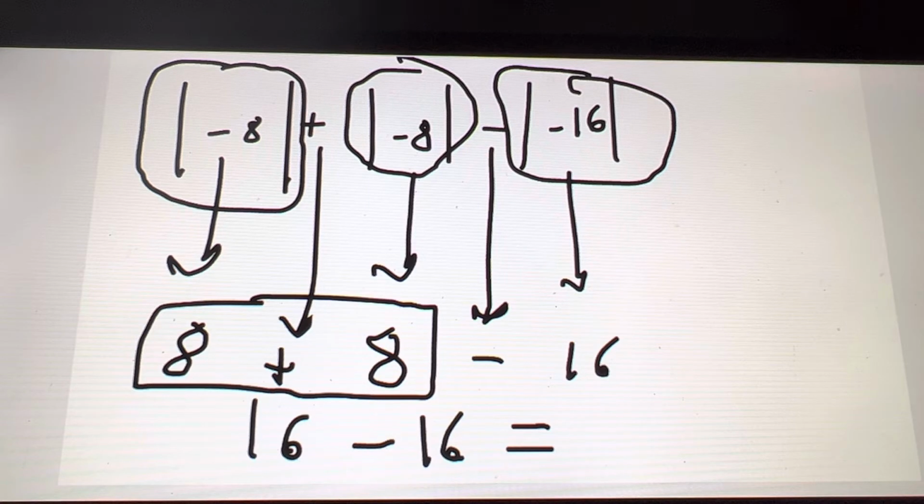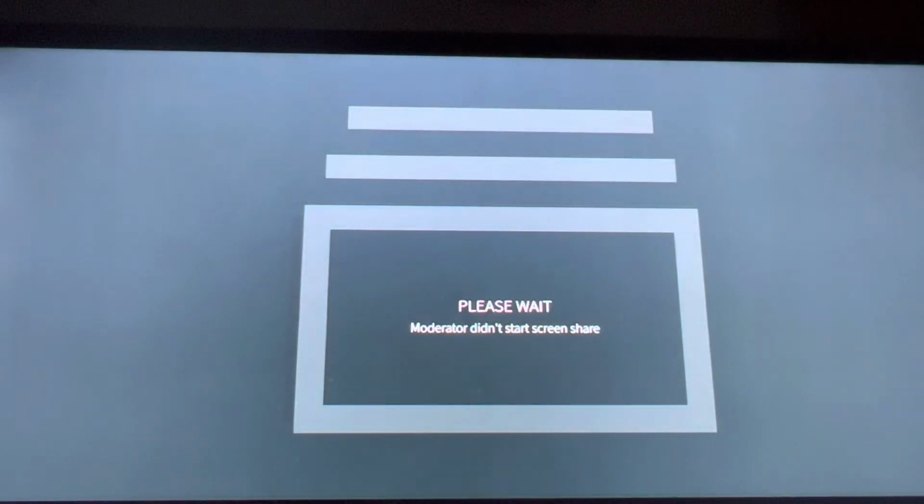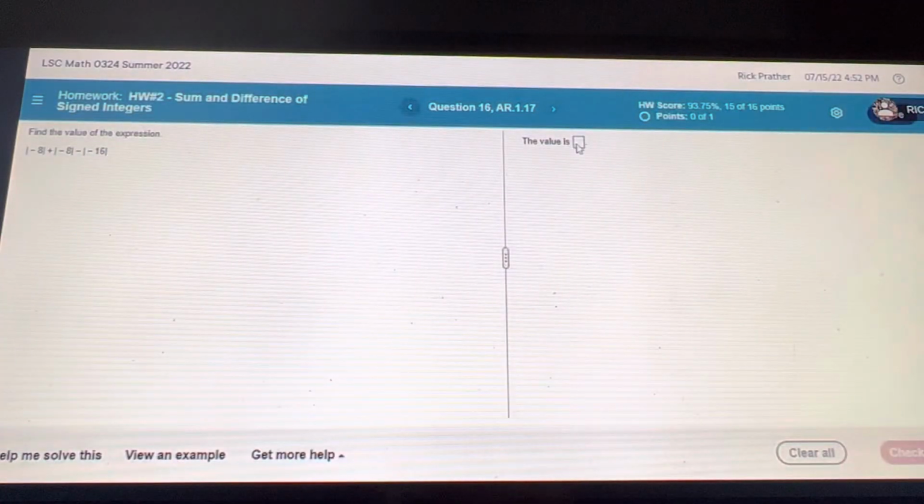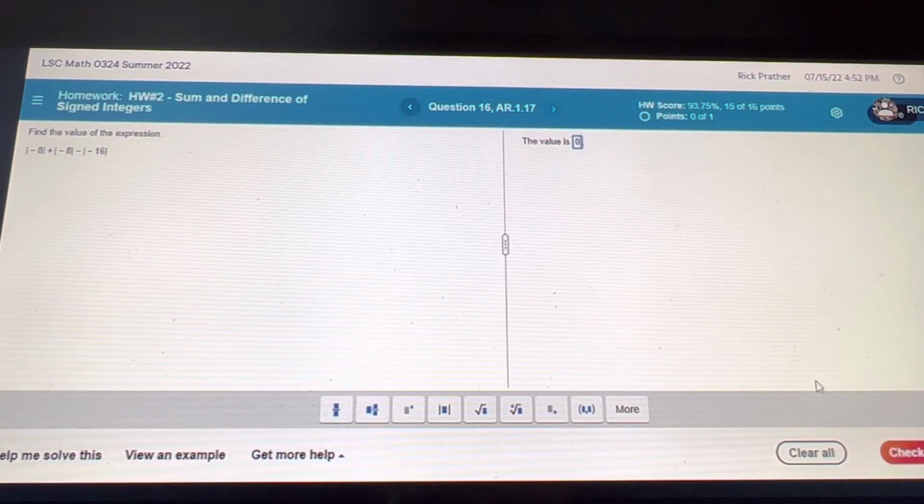And anything minus itself is 0. You have $16 and you spend $16, you have no dollars left. So this, other than you had to learn what absolute value was, is kind of a summary of a couple of things that happened in this section.